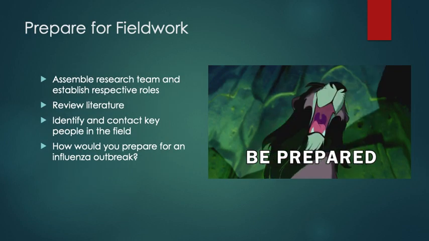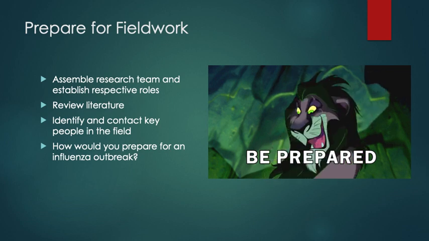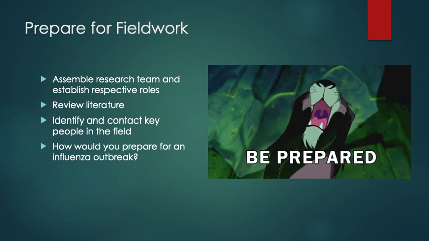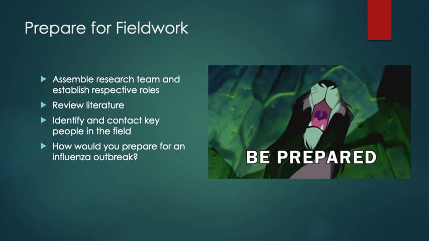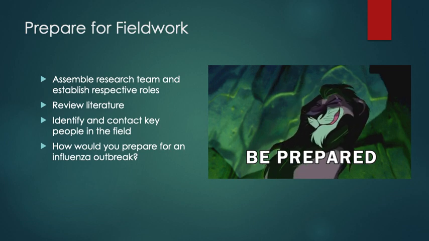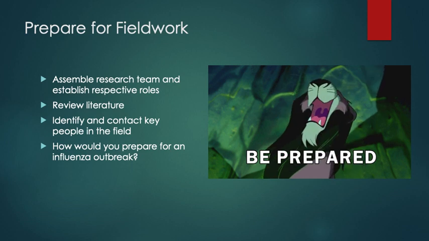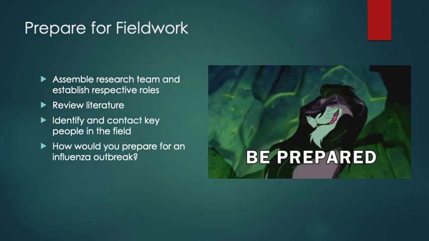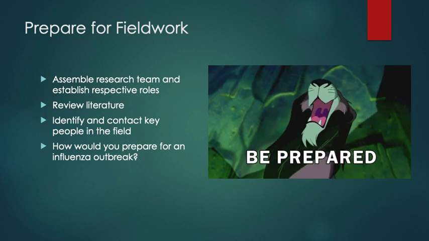The first thing that we do is prepare for the field work. This means that we gather together our research teams and we decide who is doing what within those teams. We also begin a deep dive into the literature to understand as much about the disease or similar diseases as we possibly can. So if we think about COVID, we studied SARS and MERS in order to understand what we might expect to see with COVID-19. We then identify and contact the key people in the field. So this could include local hospitals, local doctors, local law enforcement, local EMTs, firefighters, and so on.